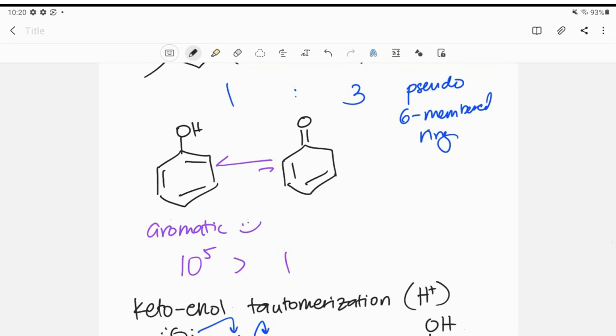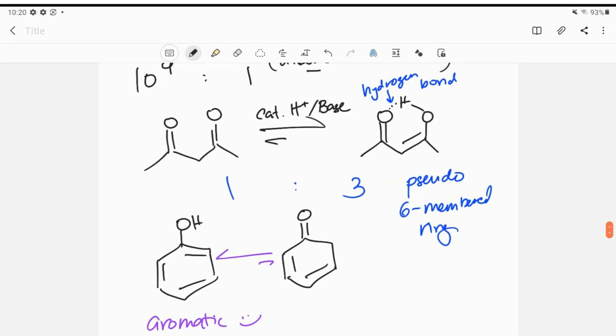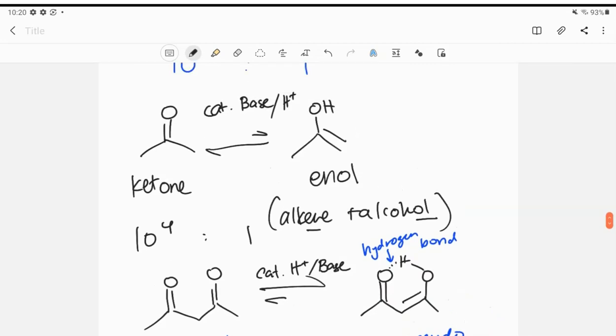For example, this one heavily favors the enol form. This one is a 1:3 ratio, so you have both at once in fairly large proportions. In the top one here, we have mostly ketone form. The point of this is to have you understand that both of these will always be present in whatever amounts they may be present in, but they're both going to be there.